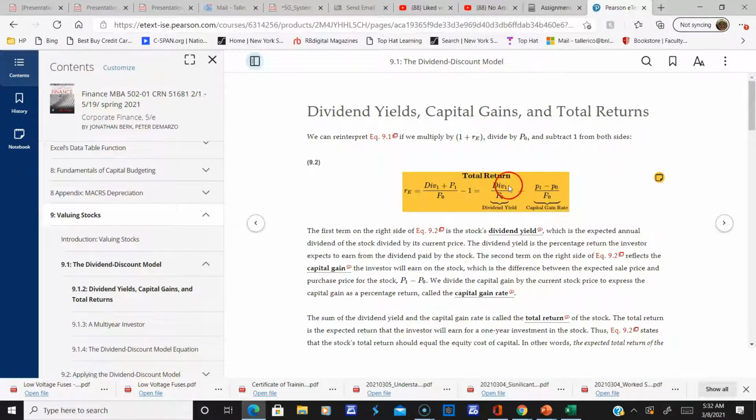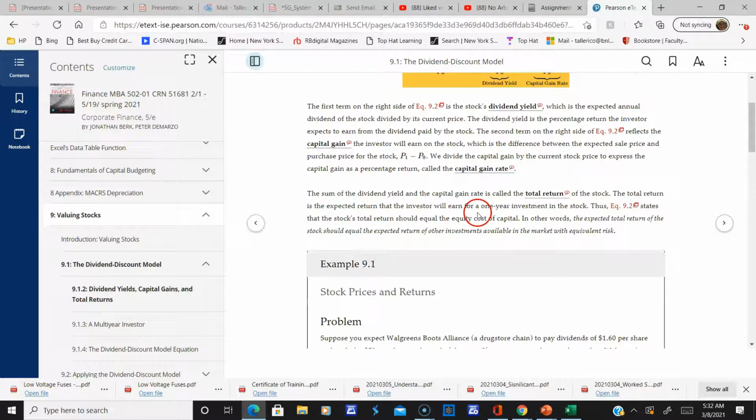And here's the dividend yield. Here's what you get from the dividend, the yield. And here's the capital gain. It says, right, gain or loss. That could be a gain or a loss. We don't know that. So here's the dividend yield, and here's the capital gain rate, and the sum of those two gives us the total return of the stock.